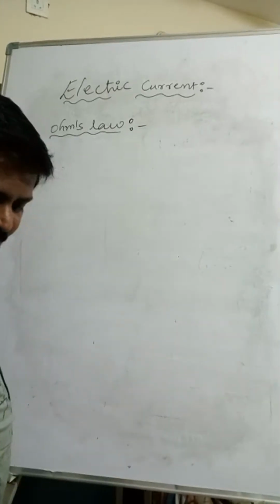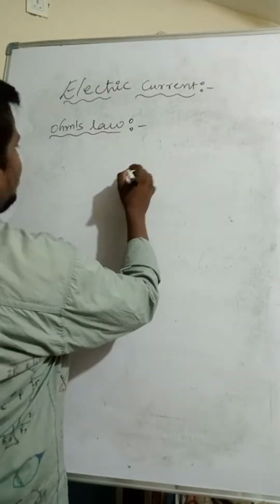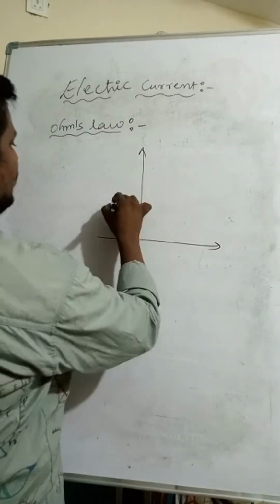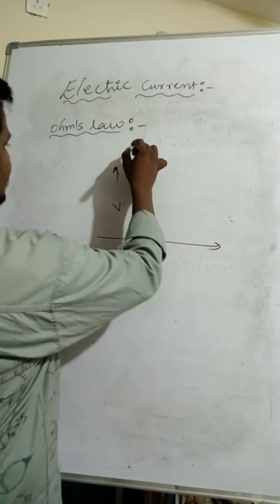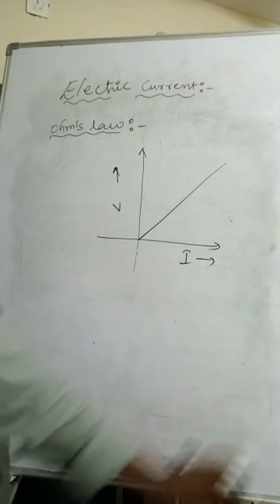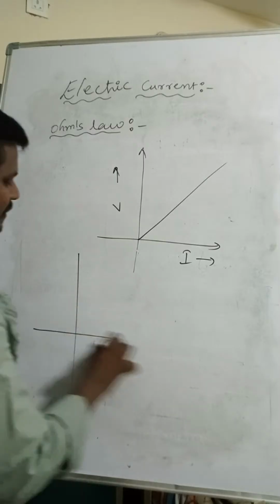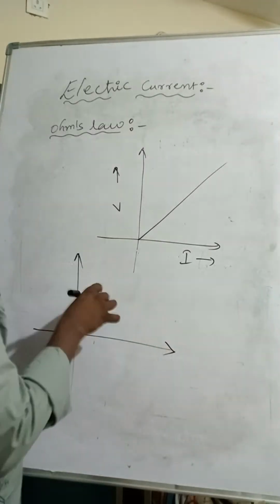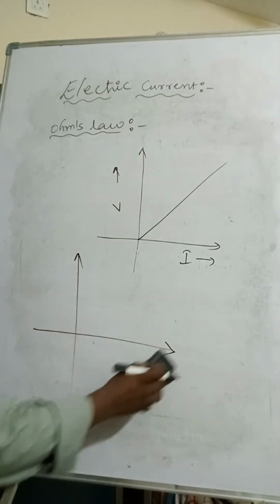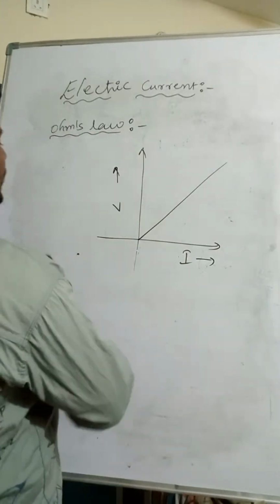So ohmic conductors means the substances which obey Ohm's law. The graph for VI: V on the y axis and current on the x axis. If you draw the graph, it will become linear. This is for ohmic conductors; for non-ohmic conductors it is a curve. This is the ohmic conductors.